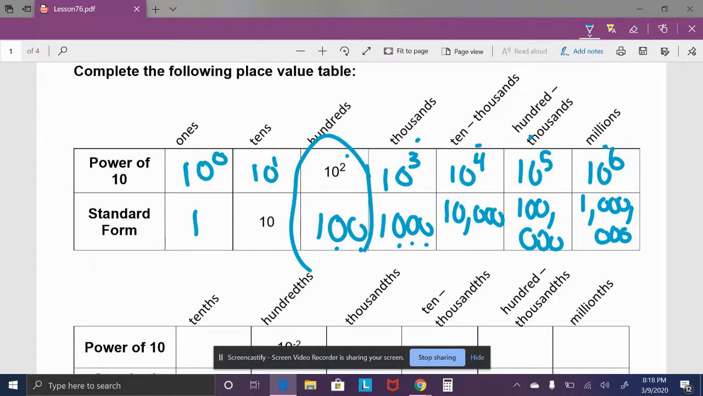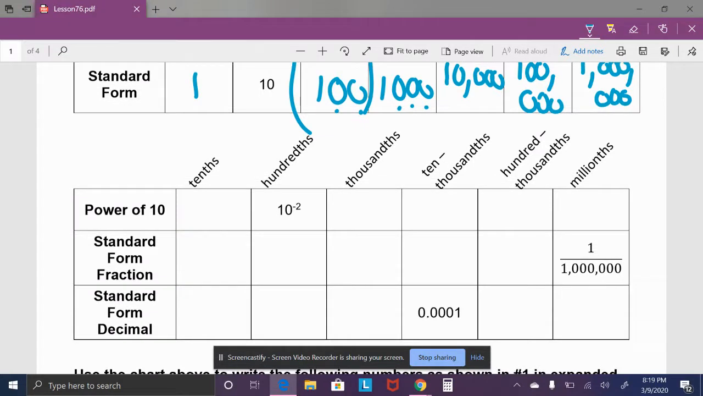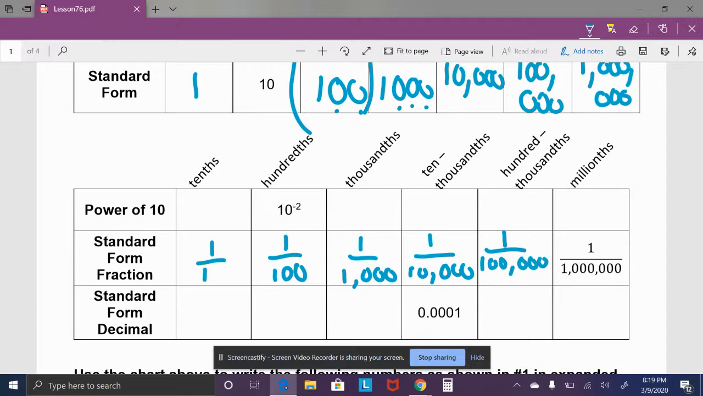0 power. But now you have anything to the 0 power. Negative. So 1 millionth is 1 over a million. 100,000th is 1 over 100,000. 10,000th is 1 over 10,000. 1,000th is 1 over 1,000. Hundredth is 1 over 100. Tenth is 1 over 10.